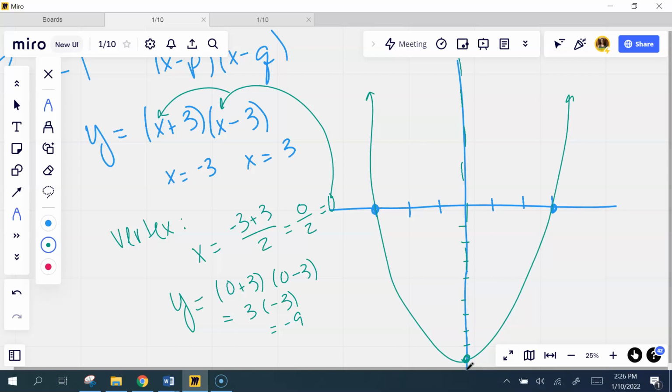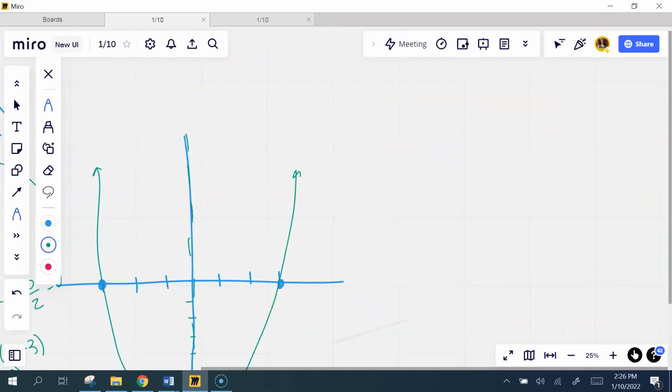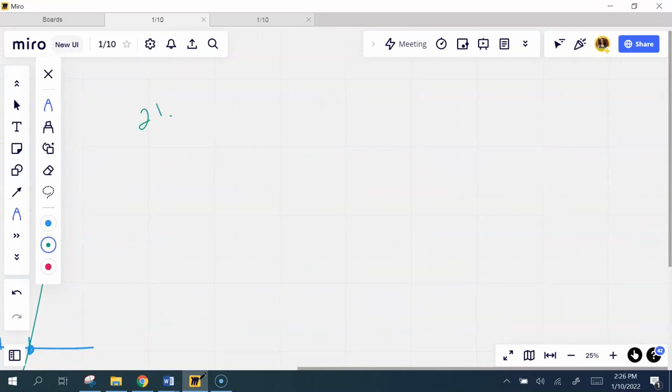All right, and then number 21. 21 is 4, x minus 7, x plus 2. So again, this is intercept form. And so what I'm going to do is plot my intercepts first. So I have x equals 7 and x equals -2. I'm going to put those on my graph here.